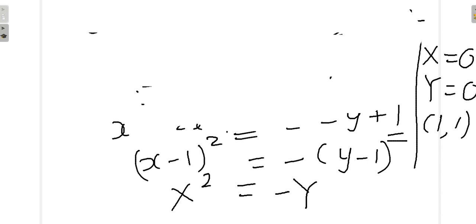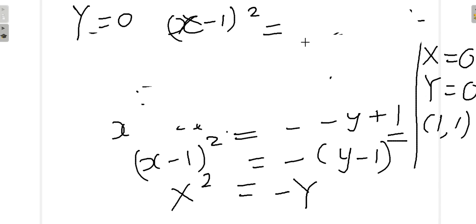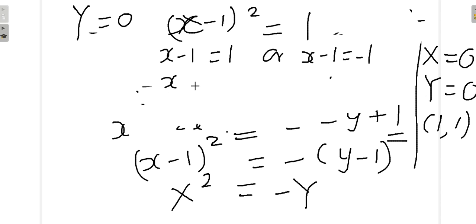To find where the curve cuts the x-axis, you put y equal to 0. So you will get (x minus 1) square equal to 1, isn't it? Put y equal to 0. So take the square root, it will be x minus 1 equal to 1, or x minus 1 equal to minus 1. That gives you either x equal to 2 or x equal to 0.